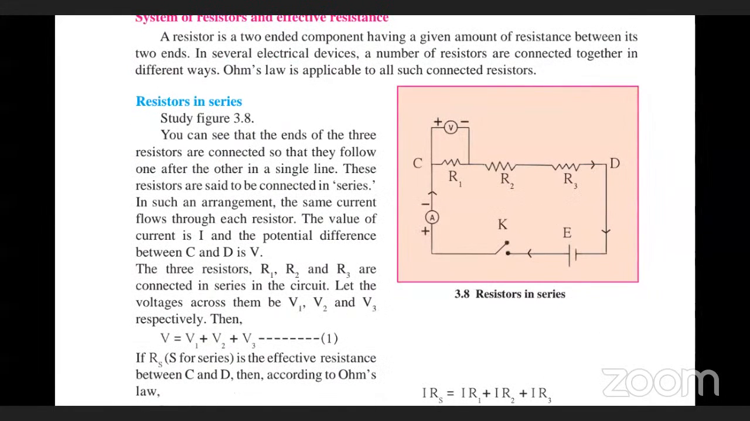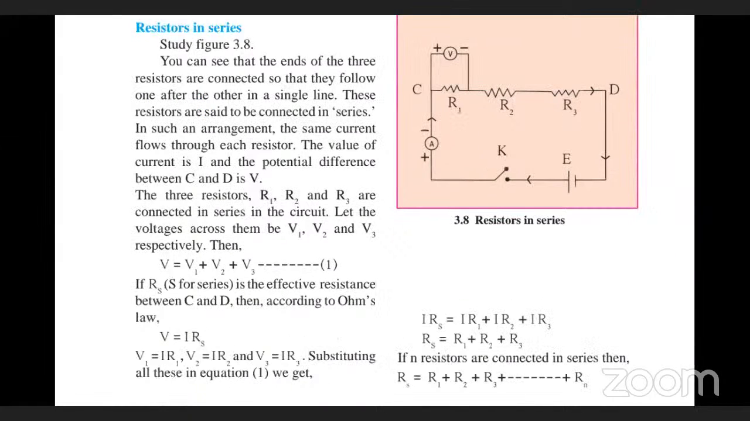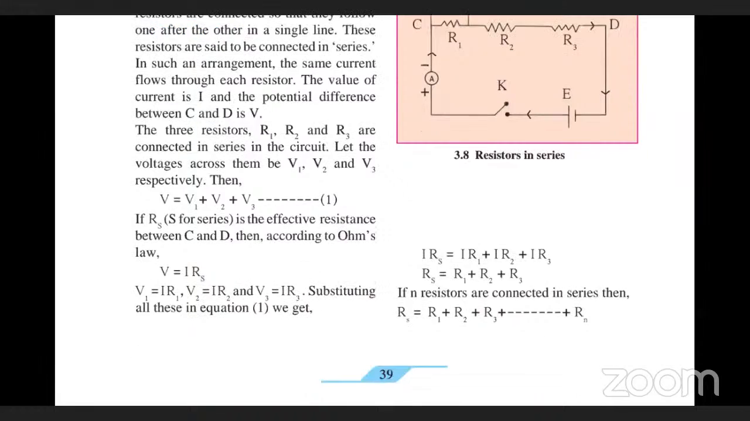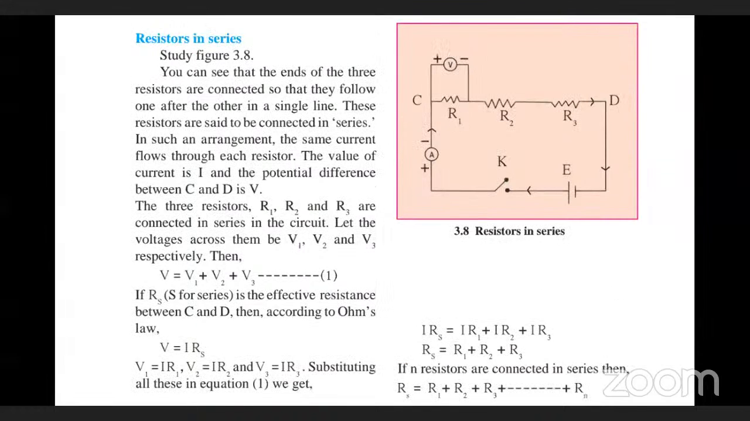In such an arrangement, the same current flows through each resistor. The value of current is I and the potential difference between C and D is V. Because all the resistors are connected one after the other, after R1, R2 is connected, then after R2, R3 is connected, all in the same line, the current flowing through each resistor is the same. Such an arrangement is known as resistors in series, or series arrangement.